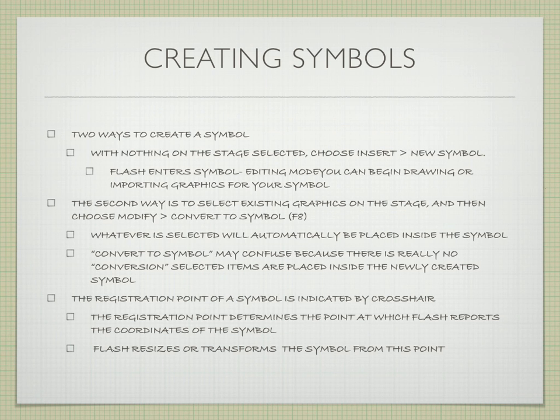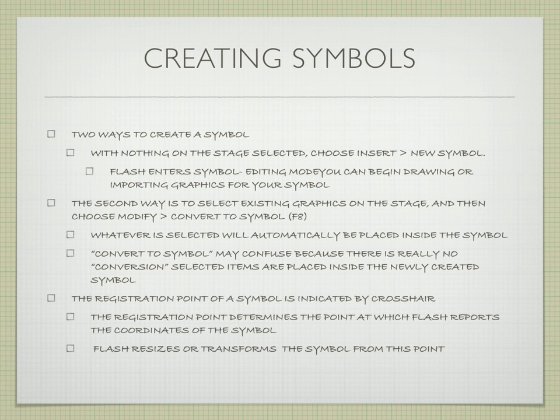In Flash, there are 2 ways to create a symbol. The first is you start with nothing on the stage selected, and then you choose Insert, New Symbol. Flash brings you to the symbol editing mode where you can begin drawing or importing graphics for your symbol. The second way is to select existing graphics on the stage and then choose Modify, Convert to Symbol. It's F8. Whatever you have selected will automatically be placed inside your new symbol. Convert to Symbol is maybe a little bit confusing. There's really no conversion going on. Maybe it should be called declare a symbol or put these things in the library. What happens is that the selected items are simply placed inside of a newly created symbol.